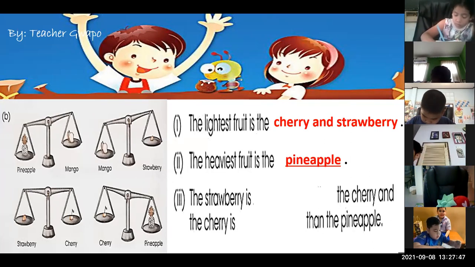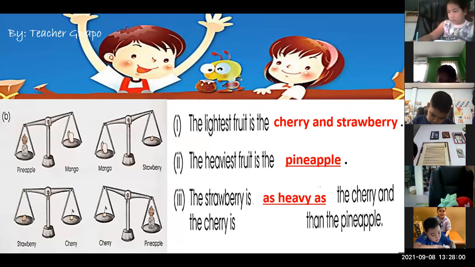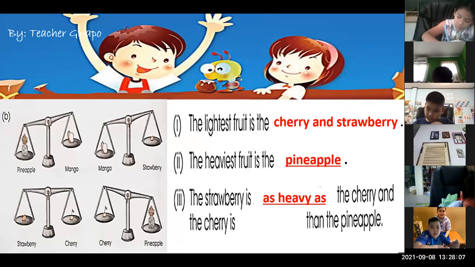Okay, heaviest, not tisot. Lightest, bautisot. In Thai. Now, number 3, the strawberry. If we compare strawberry and cherry, they are equal in weight. So, as heavy as. This is the term that we use when the fruits are equal.